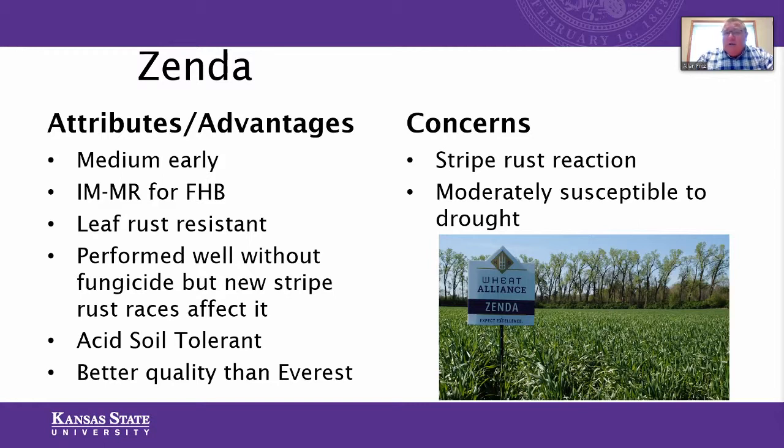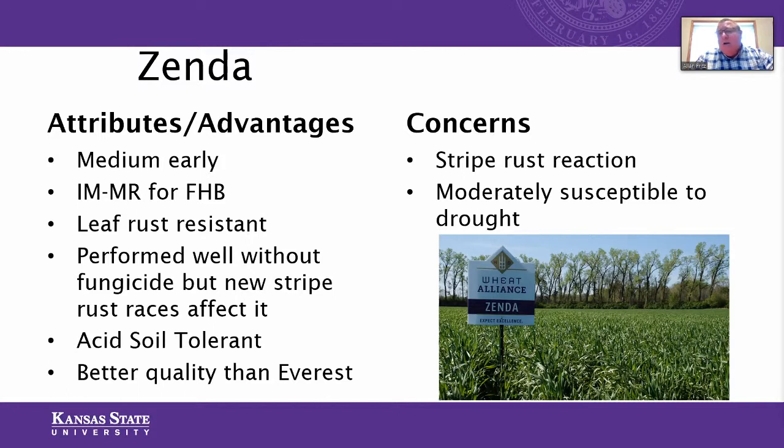My caution on that right now is the new stripe rust races do proliferate on Zenda. So we will need to protect Zenda in stripe rust situations or risk significant yield loss. And so that's disappointing, but it's the hazard of breeding wheat varieties and dealing with highly variable pathogens. So producers should be aware at this point, we've kind of treated Zenda as something you can throw out there and not necessarily worry about it a lot, but we do need to consider a fungicide application on Zenda. A little bit like Everest, if you protect it from the stripe rust, that leaf rust resistance is going to protect you at the end though. So that's something to keep in mind.